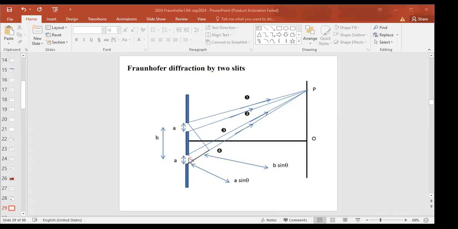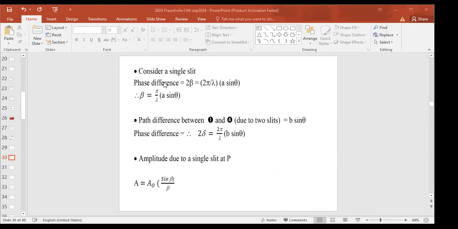But if you consider only a single slit, the path difference is a sin theta, right? So in a single slit we have a sin theta, but in a double slit we have b sin theta. B is the separation of these slits. So these are the things we are going to consider and put together to see the pattern. Remember that b sin theta comes from the distance between single slits, and if you consider the width of the single slit, then you get the a sin theta path difference. Right, now we'll put all these things together. First we consider a single slit, easy case, no? So we know from the single slit studies that the phase difference is equal to 2 pi over lambda into a sin theta.